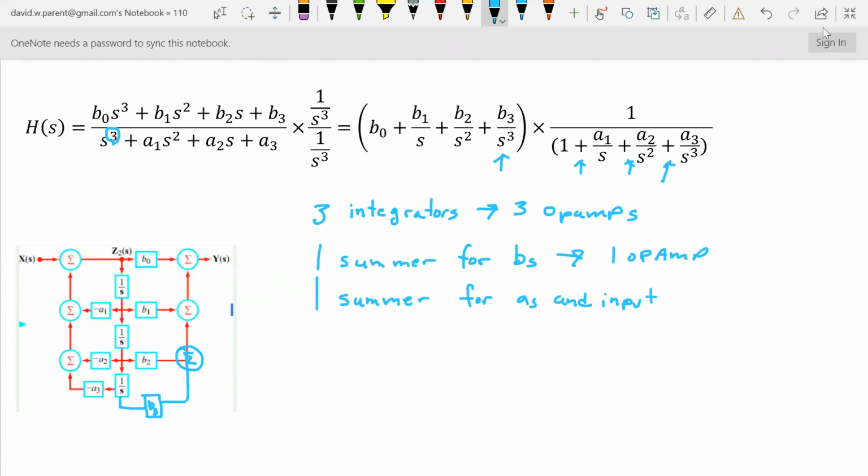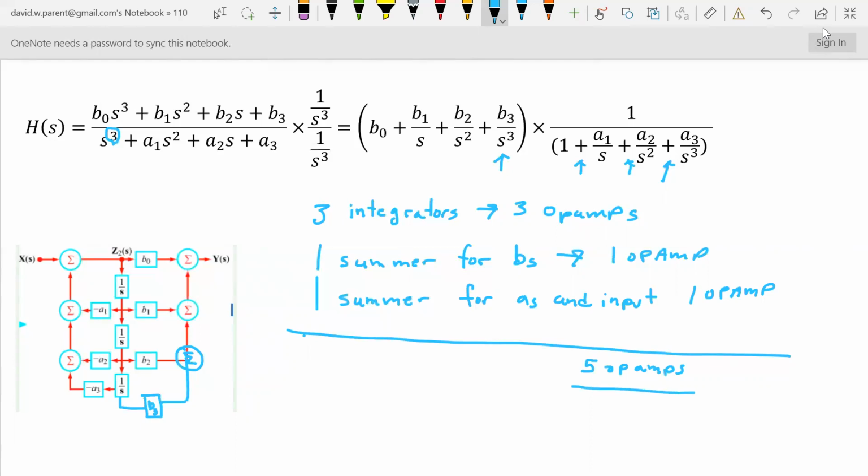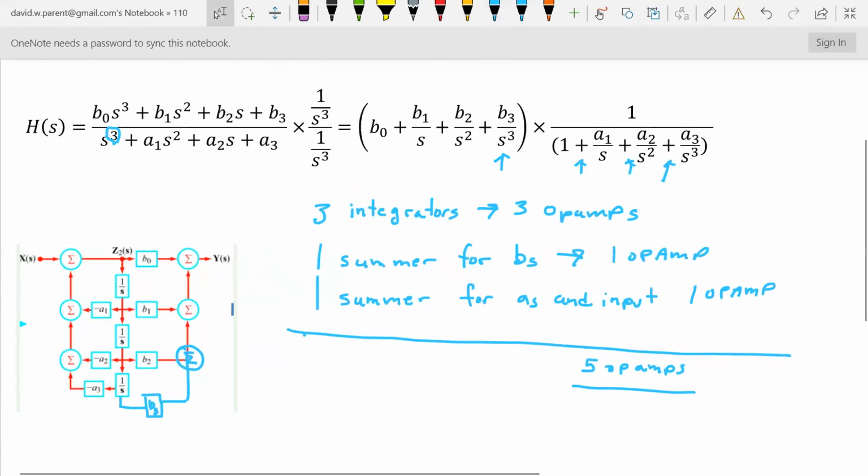All right. So 1 op amp. So if we sum the op amps, 1, 2, 3, 4, 5. 5 op amps. So right now, this example, it was somewhat random. We just added every possible term there was.